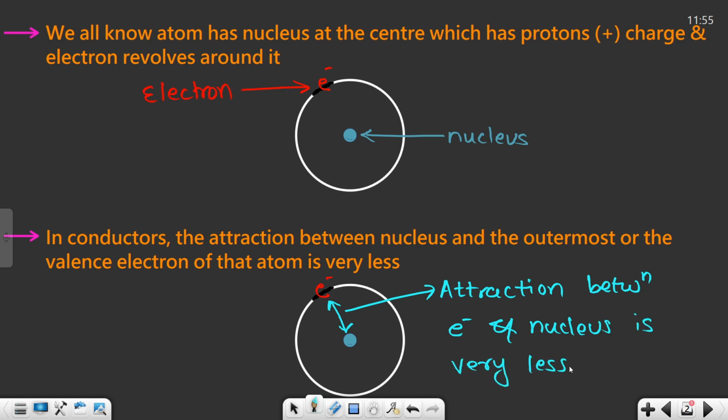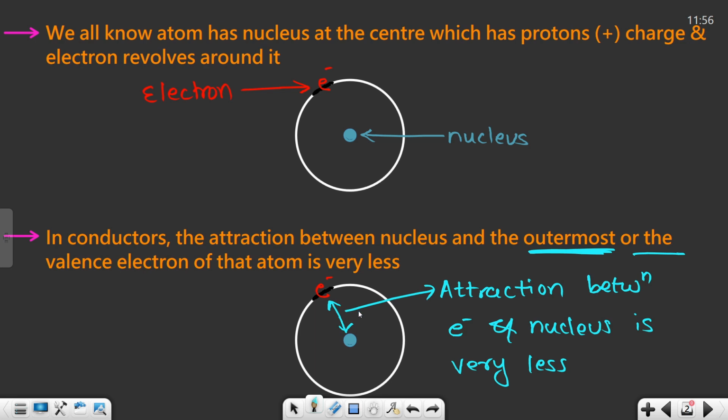But mark my words, as I clearly mentioned, in case of conductor, the attraction between the nucleus and the outermost or the valence electrons. It might happen that there are some other electrons revolving around this particular nucleus, but we are talking about the outermost electron, the electron which is present in the last shell. So the attraction between that electron and the nucleus of the atom is very, very less.